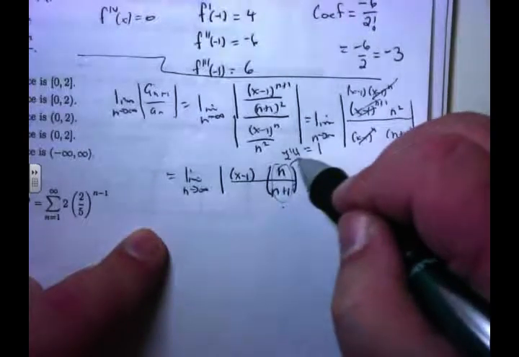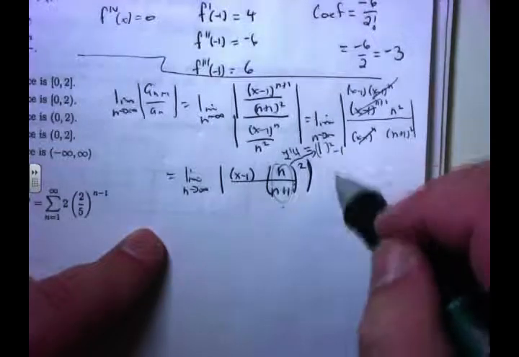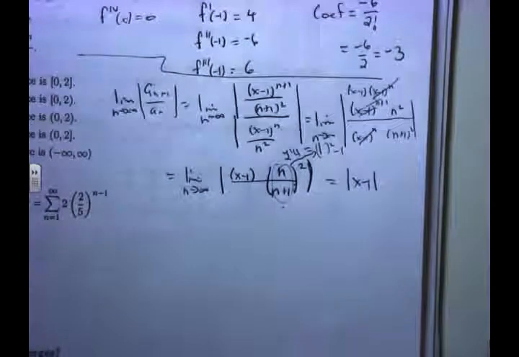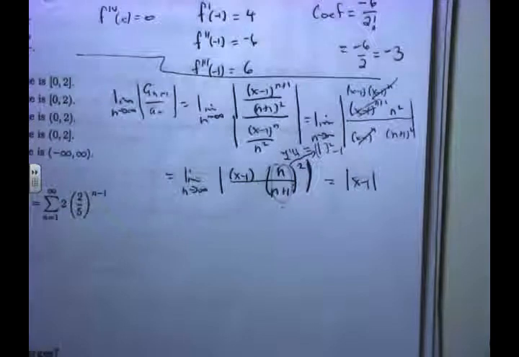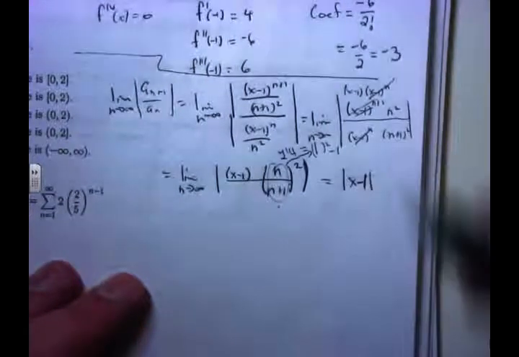This is going to 1 over 1, which is 1. And then when I square it, I still get 1. So I'm left with the absolute value of x minus 1. When I do my ratio test, the n over n plus 1 quantity squared, the limit as n goes to infinity goes to 1. Now I'm left with the absolute value of x minus 1.